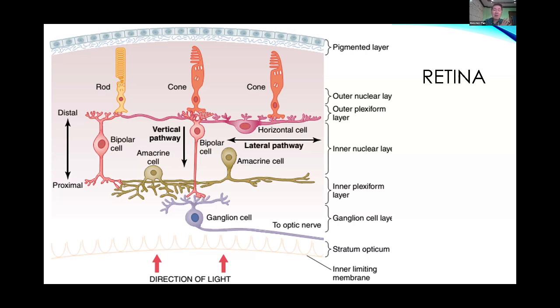Very important. The receptors for your vision would be the cones and the rods. Rods and the cones. Tingnan natin, no? So we have the pigmented layer, outer nuclear, outer plexiform, inner nuclear, inner plexiform, ganglion cell, etc. Very important, later on, we'll talk about the ganglion cell. We'll talk a little bit about the pigmented layer, and of course, the rods and the cones.